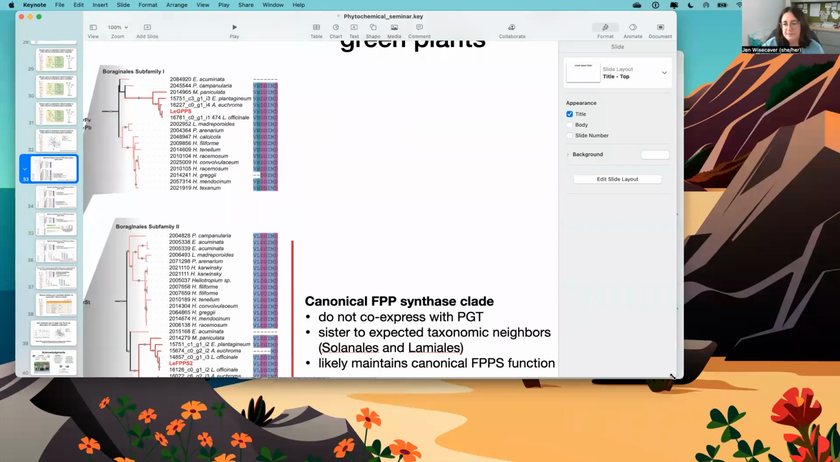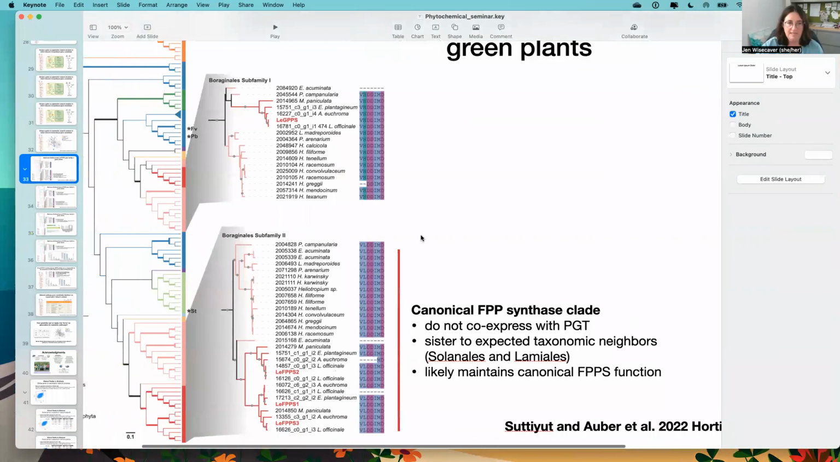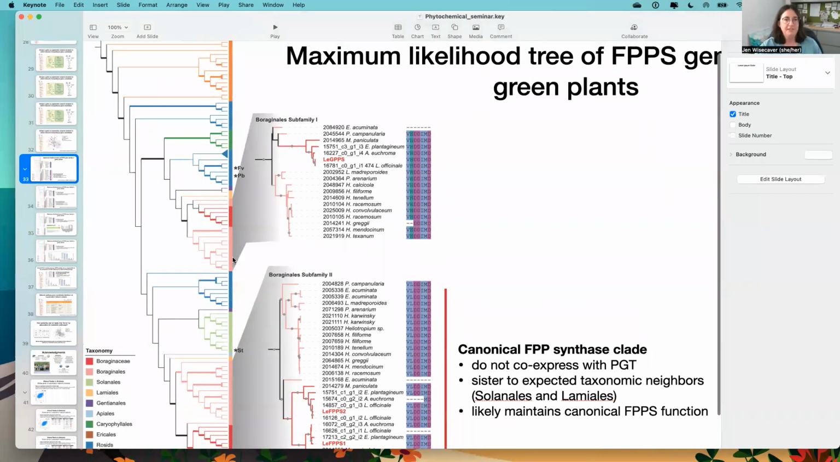So that's a really good question. We focused on the duplication in the Baraginales. Our duplication seems to have occurred in the ancestor of the Baraginales. Not all of them make Shikonin. Only the red species here are producing Shikonin. This duplication seems to have preceded the evolution of this metabolite.